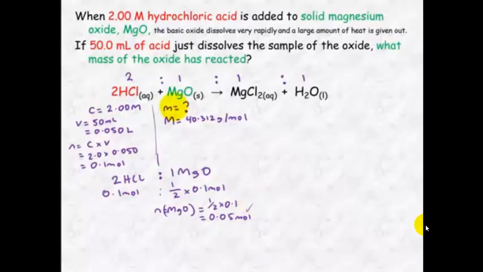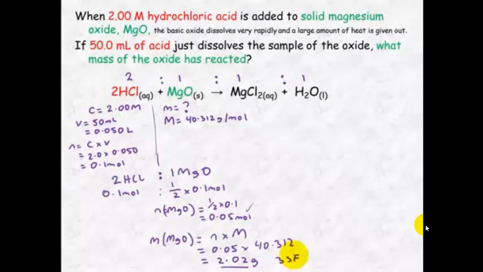What are we looking for again? We're looking for the mass of magnesium oxide. So M of magnesium oxide will equal n times big M, which equals 0.05 times big M, which we've written up the top here. And that will equal 2.02 grams. Three significant figures, because our question here has three significant figures throughout.